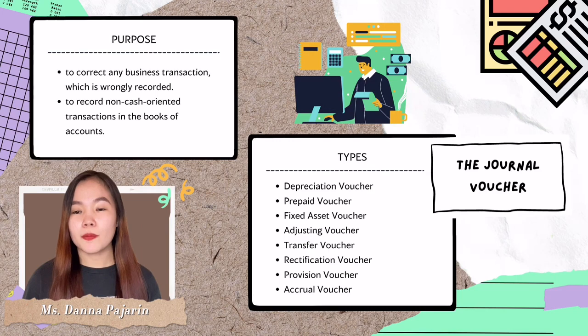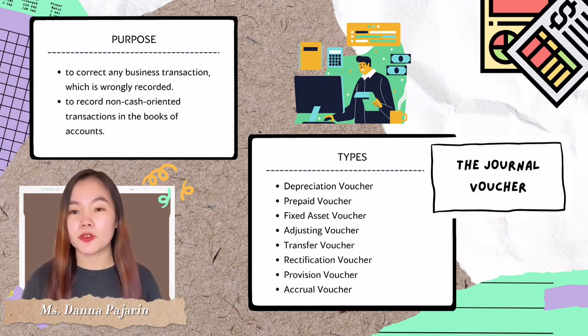So what is the purpose of a journal voucher? First is to record any business transaction which is wrongly recorded. Next is to record non-cash-oriented transactions in the books of accounts. Every transaction does not necessarily involve an outflow. Hence, transactions such as depreciation of tangible assets, amortization of intangibles, write-off account balances, adjusting journal entries, and so on, require the use of journal vouchers.